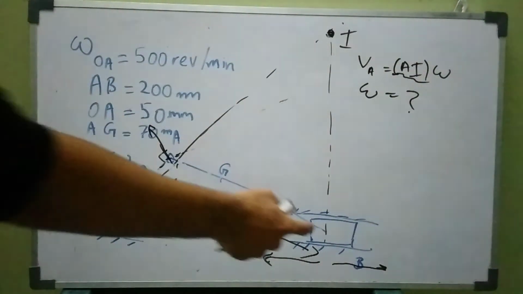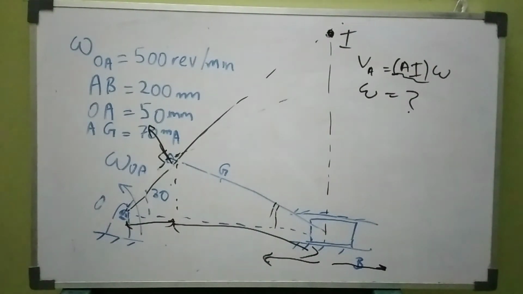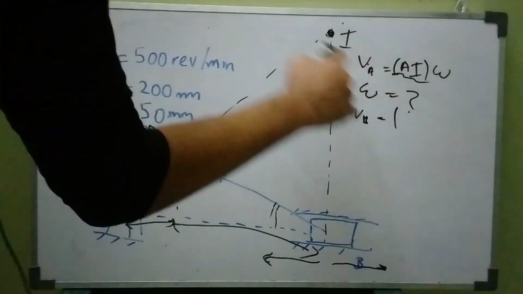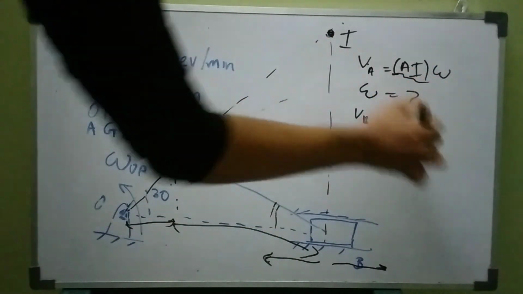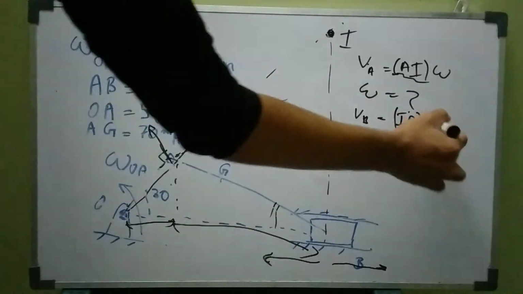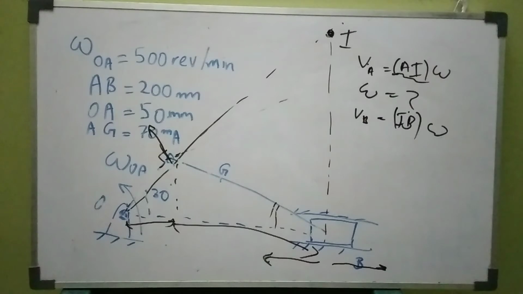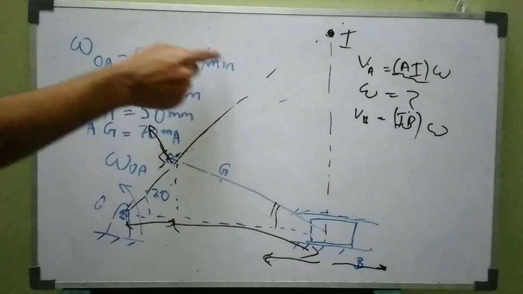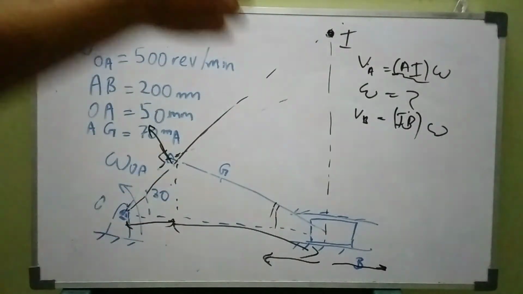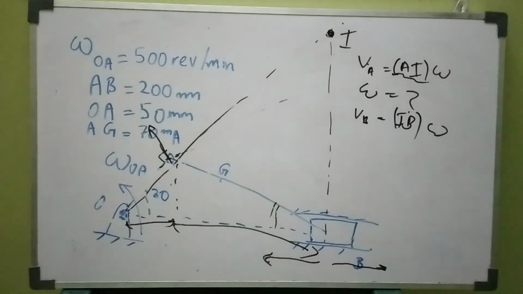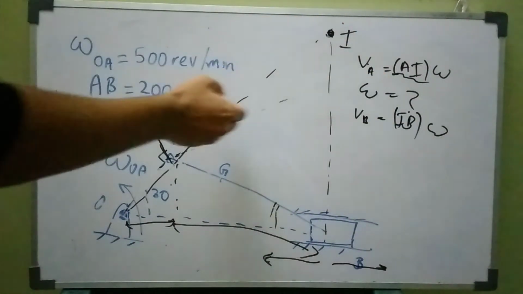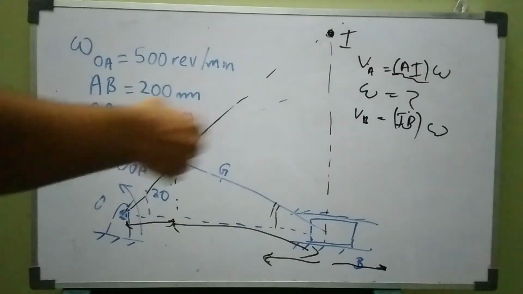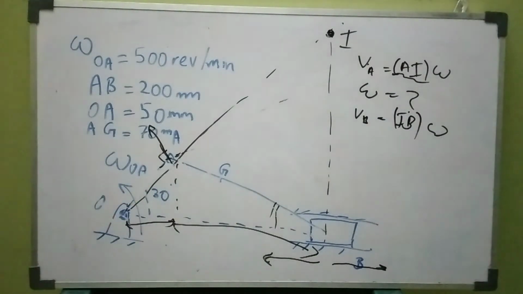After that, we need to find the velocity of B. How to find that? That's a simple way. Use the same equation: VB is equal to IB, the perpendicular length, into omega. We have already found the value of omega. Just note that omega is the angular velocity of this rod. If you consider any point on the rod, the omega would be the same. Just remember this.